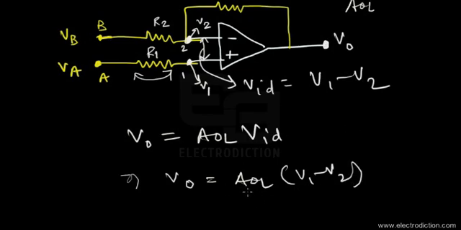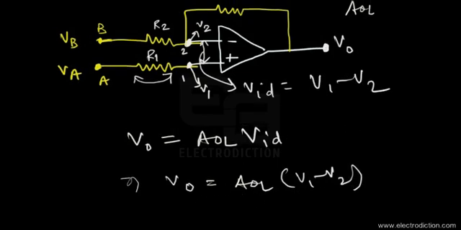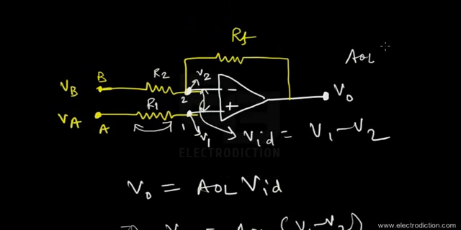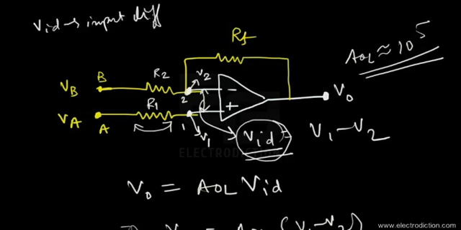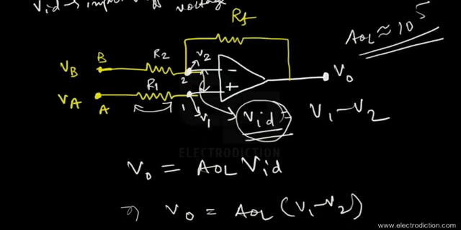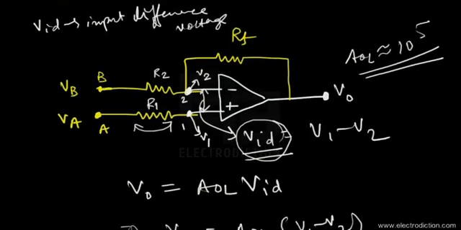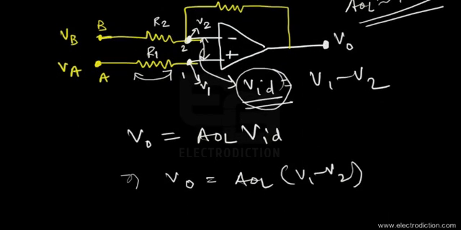Now we know from our previous tutorials that the open loop gain of the op-amp is very, very high, about 10 to the power 5. Here VID represents the input difference voltage. All those who have not come across this term previously, please refer to our tutorial part 1 on op-amp basics for a better understanding. Kindly keep that in mind.